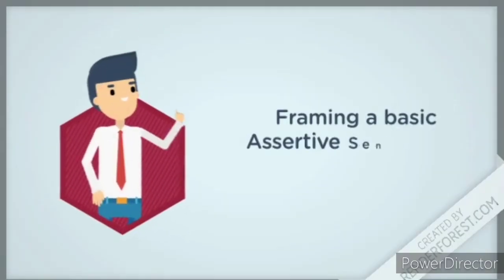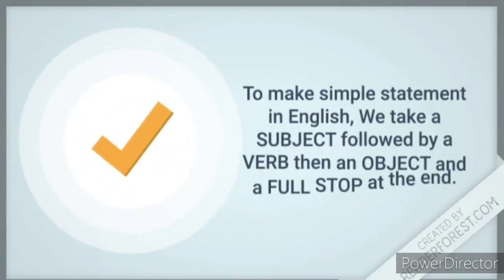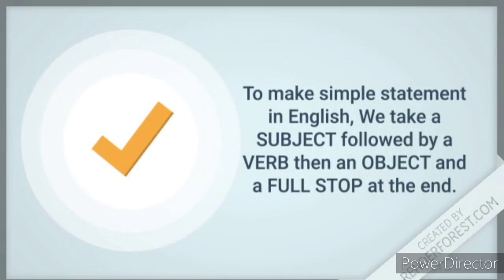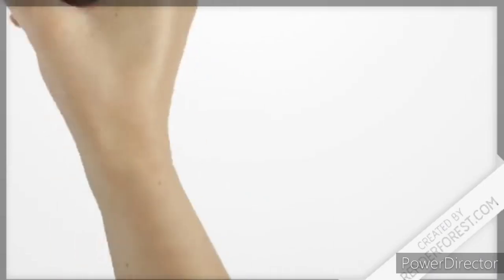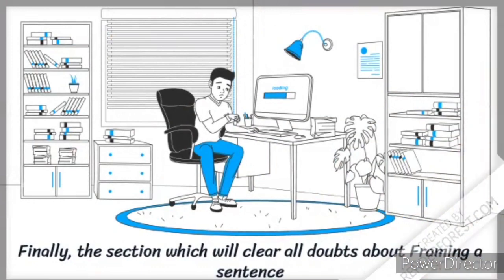Framing a basic assertive sentence in English is quite easy. Assertive sentences are also known as declarative sentences or statements, and they are always ended with a full stop. So, to make a statement in English, we first take a subject, then we put a verb, and finally an object with it. Finally, we come to a section which will clear all your doubts related to framing an English statement once and for all.